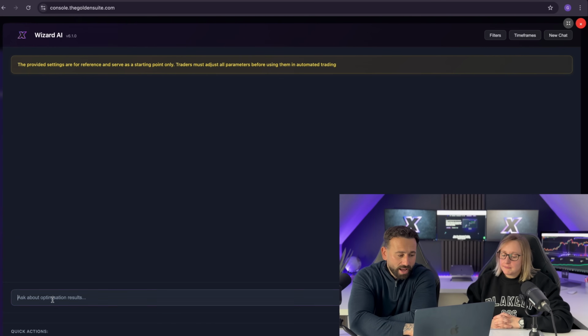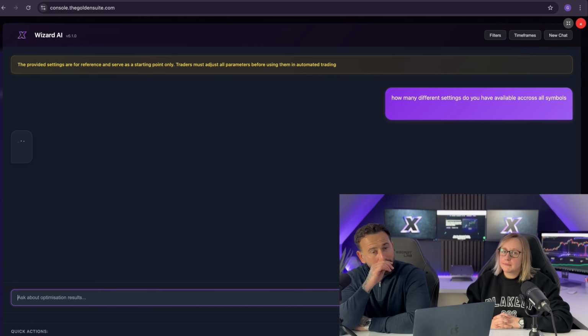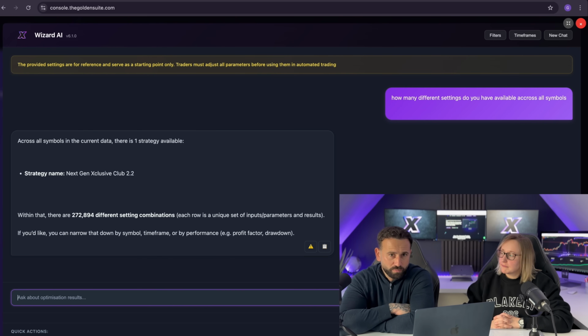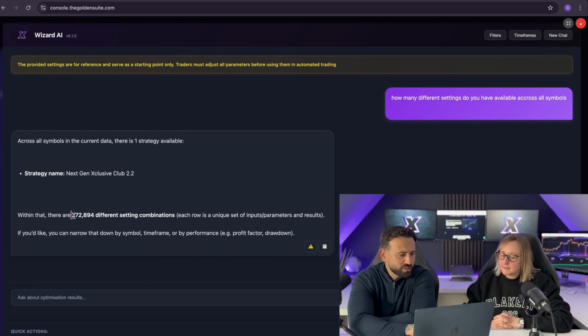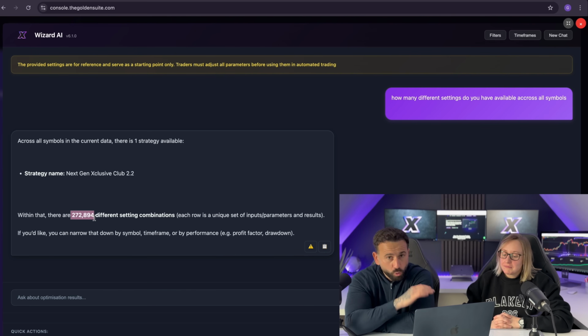So this will have over 1 million strategies on it once it's fully deployed. At the moment, we've just come out of beta and we currently have 272,894 strategies available. That's fully automated trading strategies, all with good stats, with low drawdown. They've got good profit, good strike rate.